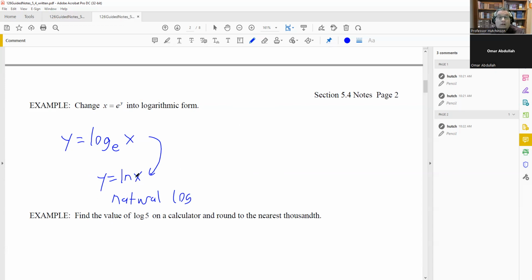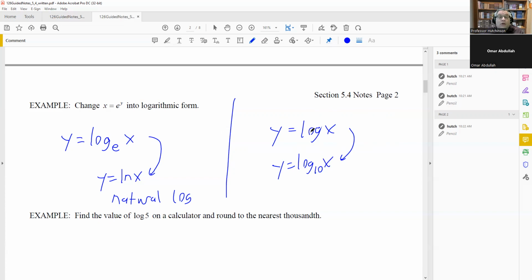This is a type of log that your calculator will do. If you take a look at your calculator, if you have one, there are two different buttons that you'll see on there. One is an ln button, and the other is a log button. By the way, this is separate from the problem I just did. If you see log with nothing after it, like that, this is exactly the same as y equals log base 10 of x.